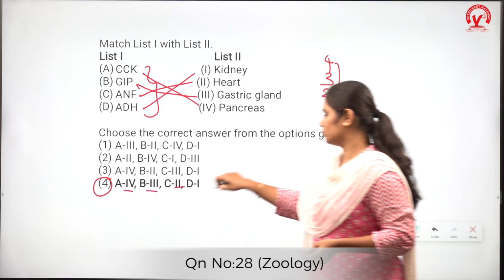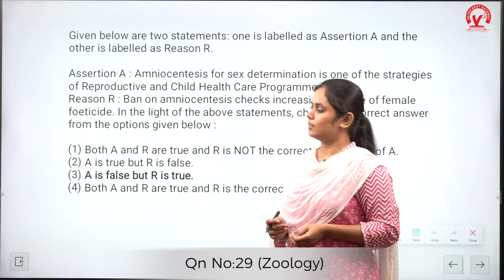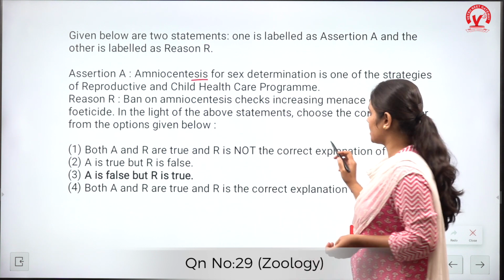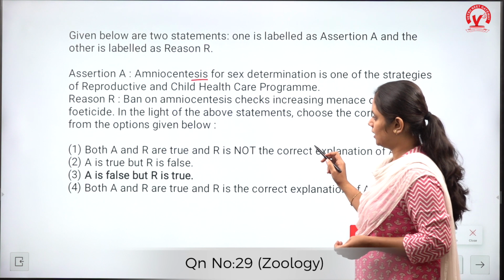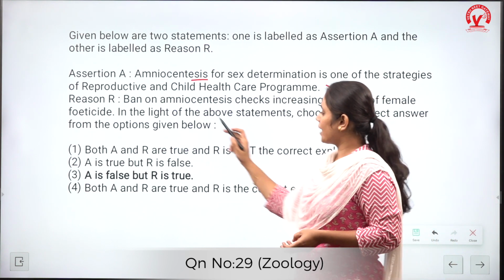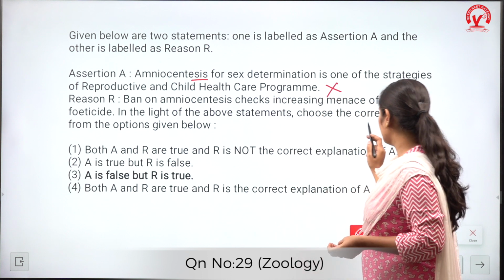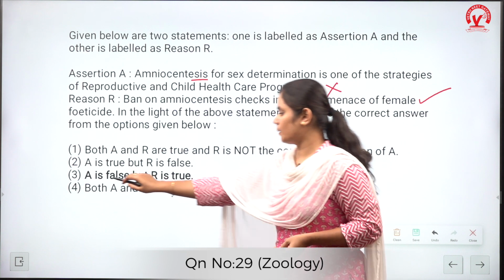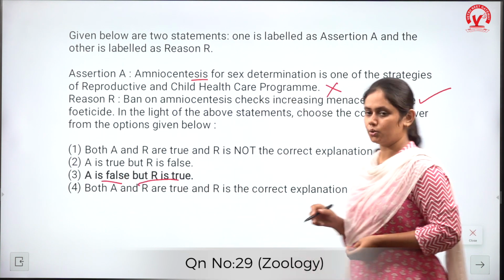4, 3, 2, 1. So, this is an assertion reason question. Assertion, amniocentesis for sex determination is one of the strategies of reproductive and child healthcare program. This is wrong. It is not one of the strategies. Ban on amniocentesis checks increasing menace of female feticide. So, this is correct. So, the correct answer will be A is false, R is true.